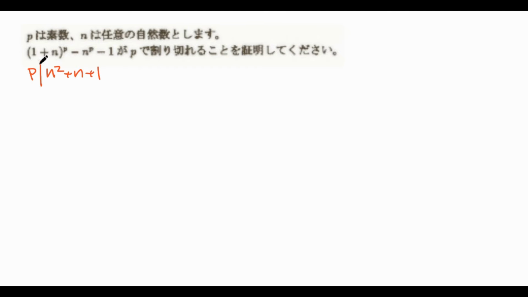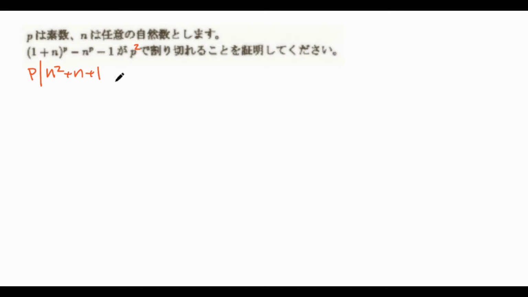Anyways, it goes like this. Same thing, we have p be a prime and n be any positive integer. (1 plus n) to the power of p minus n to the power of p minus 1, we want to prove, is now divisible by p squared instead of p. But of course we're given an extra condition, or else this problem would be very false, which is that p divides n squared plus n plus 1. This is a condition that you know is true.